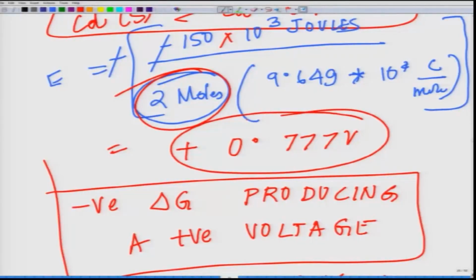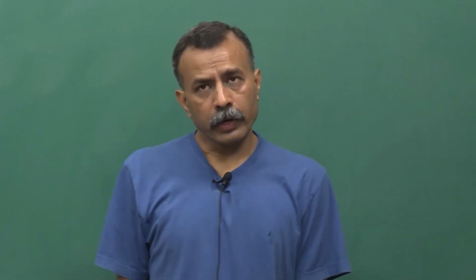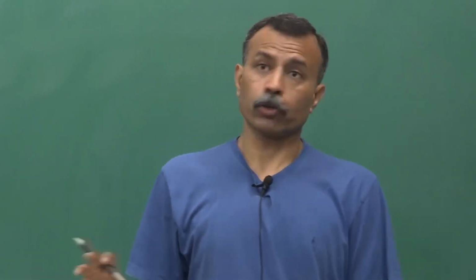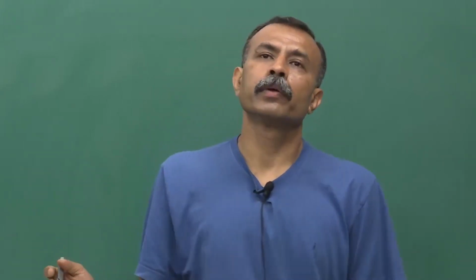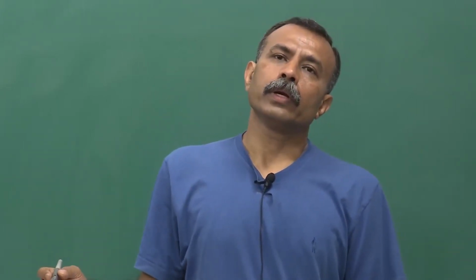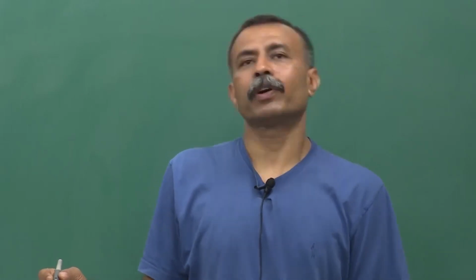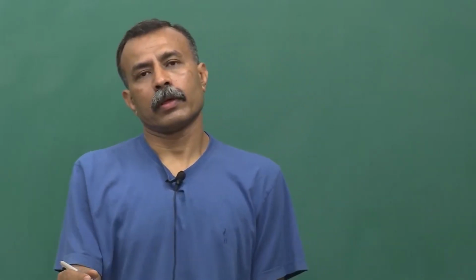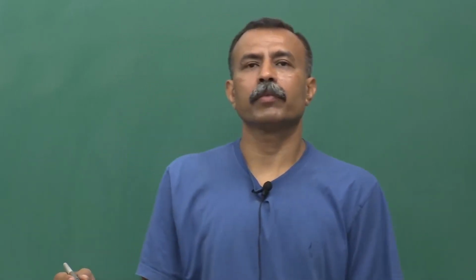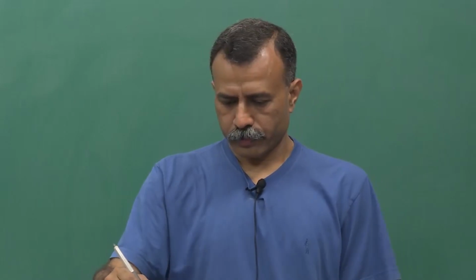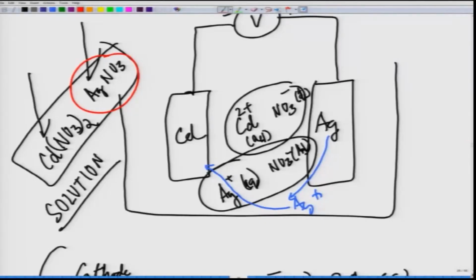Then we talked about a third case scenario where we had a silver electrode and a cadmium electrode. No more silver chloride. Remember, a silver electrode and a cadmium electrode, and we dissolved them in two different electrolytes, AgNO3 and cadmium nitrate, Cd(NO3)2.